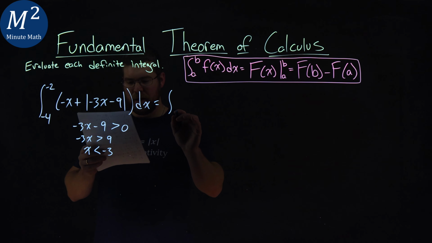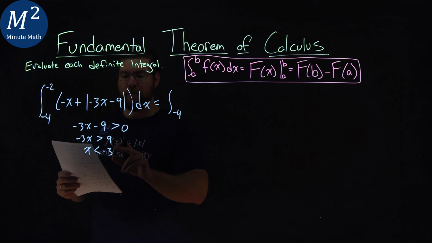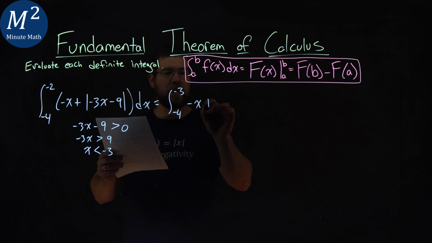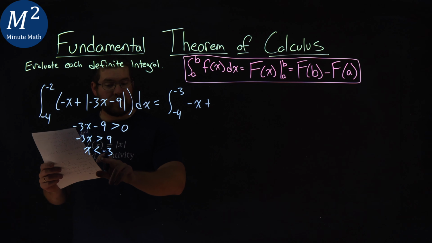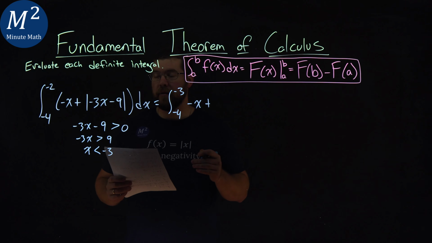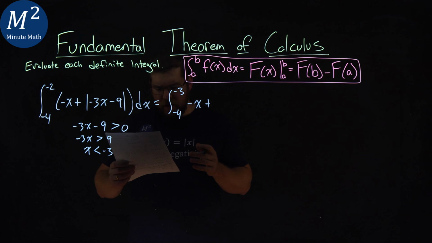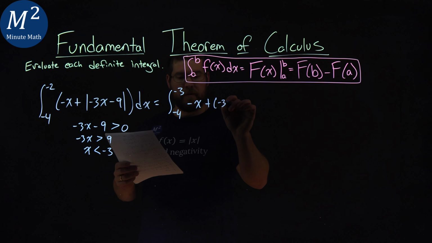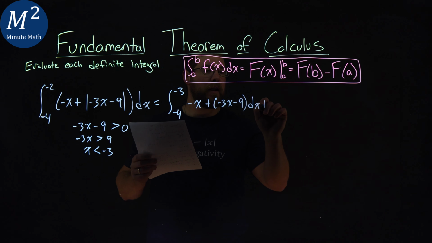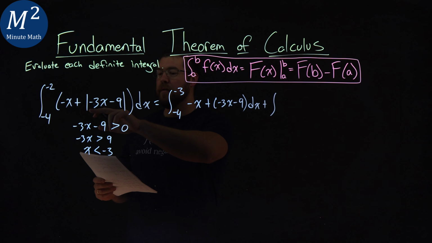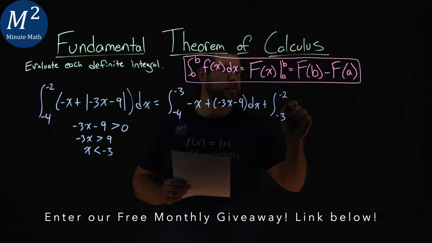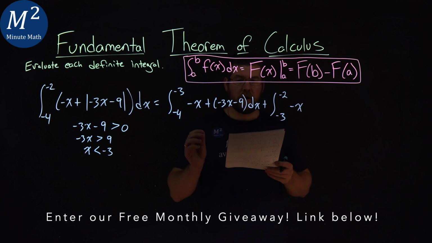We have the integral from -4 to -3, I'm picking -3 as my value here. We rewrite this as -x plus, and notice we said when x is less than -3, we have a positive value inside of the absolute value. So we don't need the absolute value there. We just have -3x minus 9 dx. Then I'm going to break it up from -3, that value we found, to the final endpoint of -2. Same function, -x.